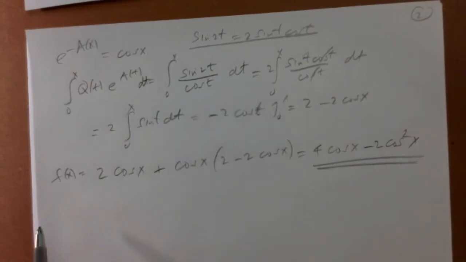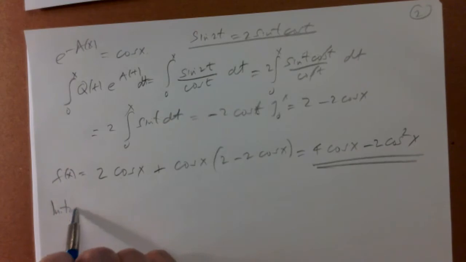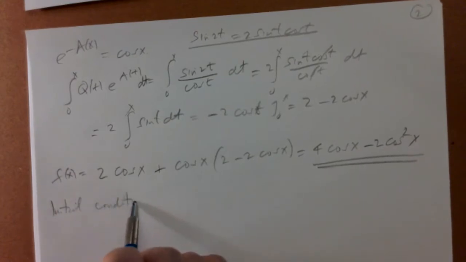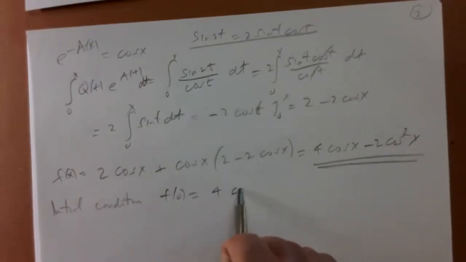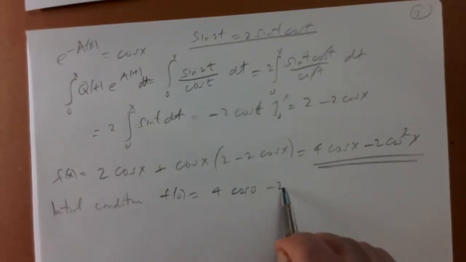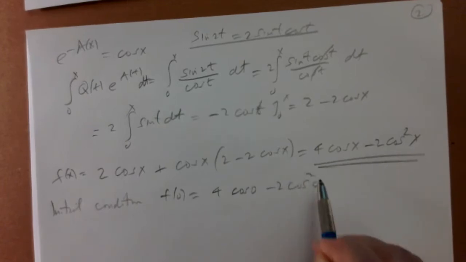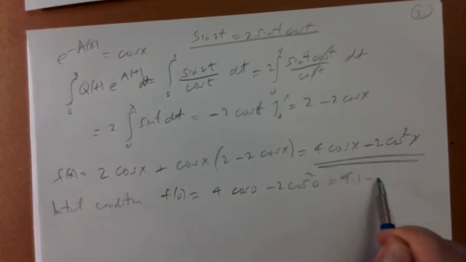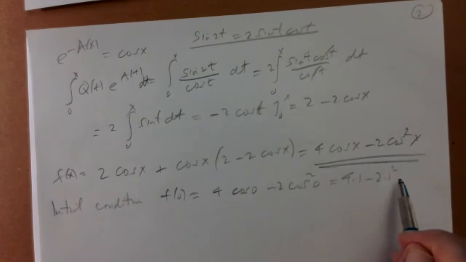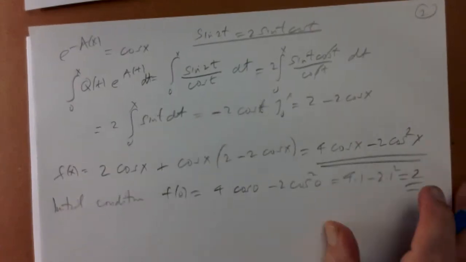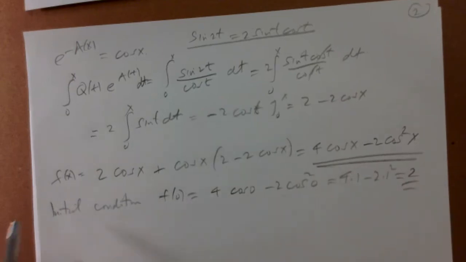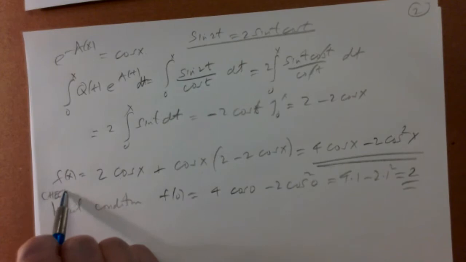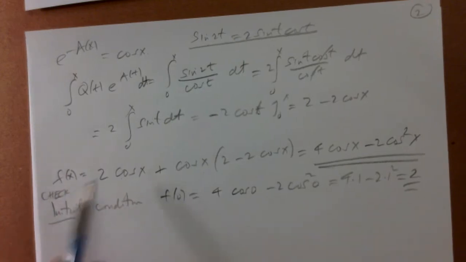Let's see. Now, what was our initial condition? F of 0 equals 2. If you plug in f of 0, you get 4 cosine 0 minus 2 cosine 0 squared. That's 4 times 1 minus 2 times 1 squared. It's 4 minus 2 is 2. So the initial condition is satisfied. So here I'm doing my check. And what about checking that this function really is a solution of the differential equation?